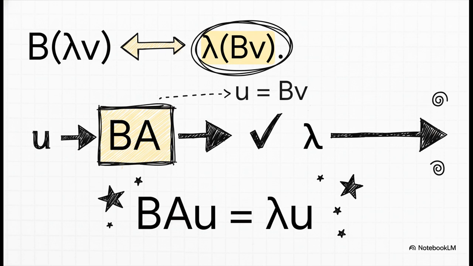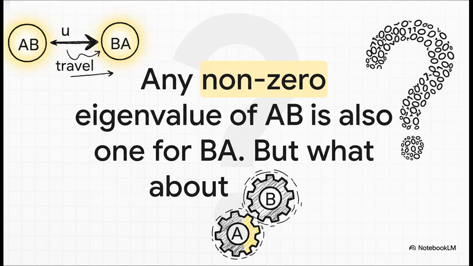So what have we just shown? We've shown that BA times u is equal to lambda times u. And there it is. Our new vector u is officially an eigenvector of BA. And even better, it has the exact same eigenvalue, lambda. The eigenvalue has successfully traveled from AB over to BA. It's such a clean, elegant proof.